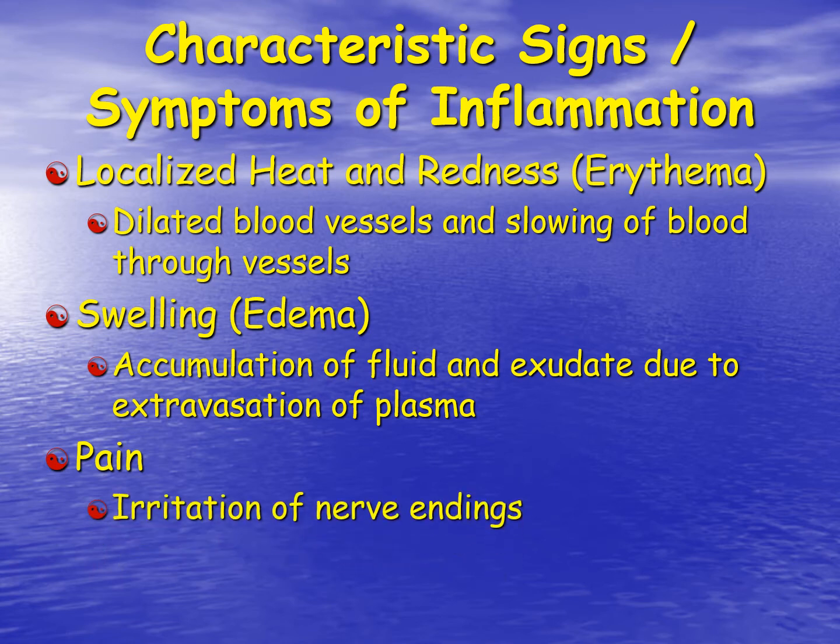This can be due to irritation of the nerve endings directly by the injury, or it can be due to chemicals that are being released in this area from some of these cells. And then the fifth kind of sign symptom is loss of function. And usually this is temporary, but could possibly be permanent based upon the amount of damage.